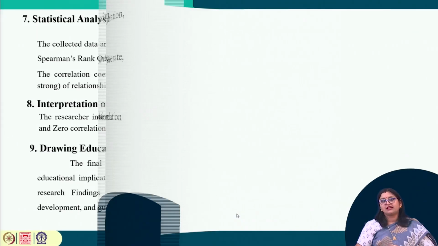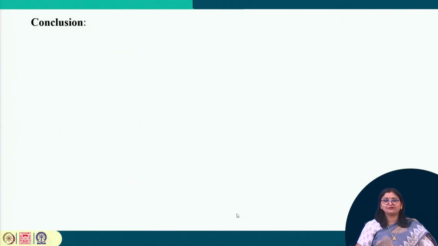and guidance services. And finally, following all these steps, you have to write the research report definitely.